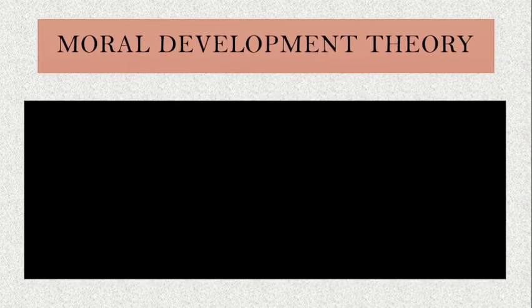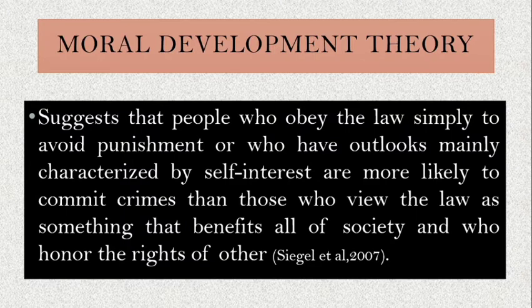Next is the moral development theory. It suggests that people who obey the law simply to avoid punishment or who have outlooks mainly characterized by self-interest are more likely to commit crimes than those who view the law as something that benefits all of society and who honor the rights of others.